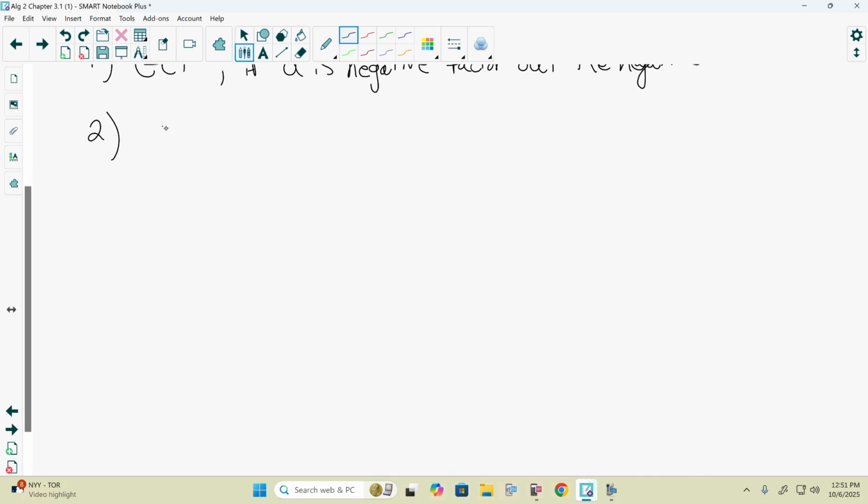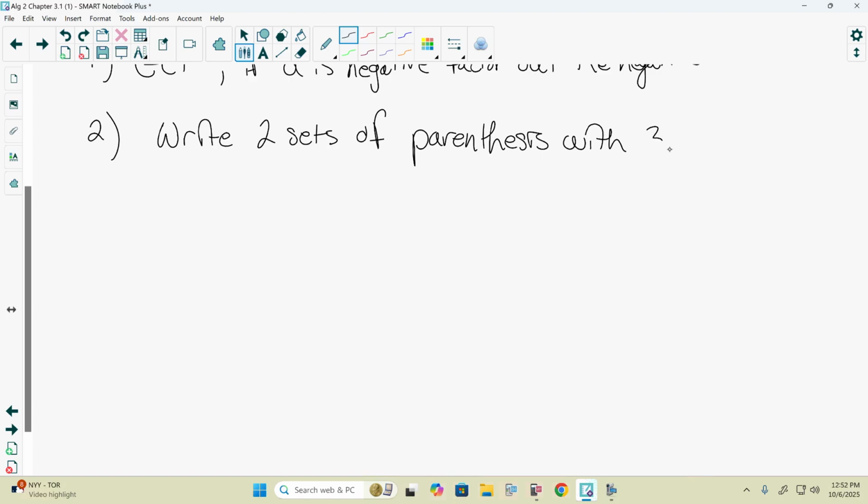Once we do that, our second step is to write 2 sets of parentheses with 3 spaces.